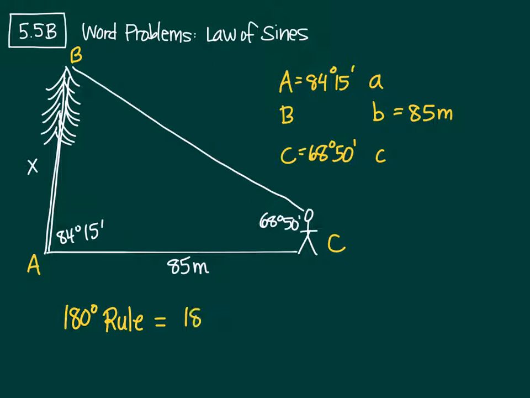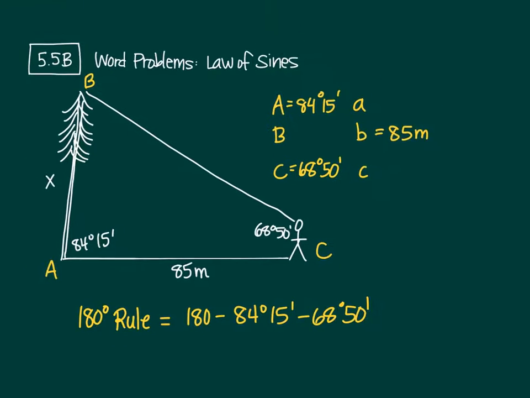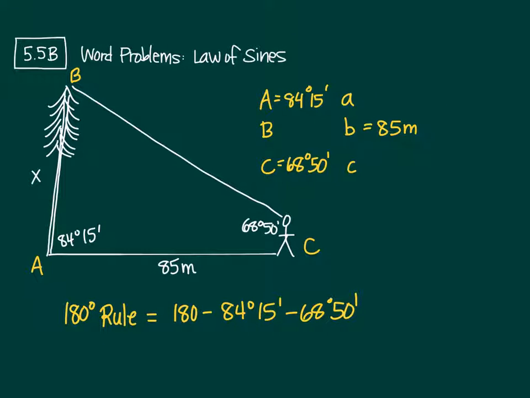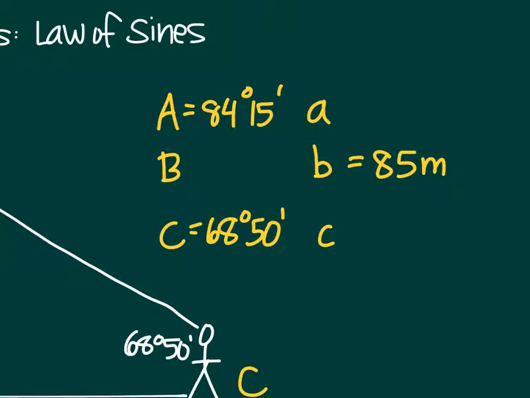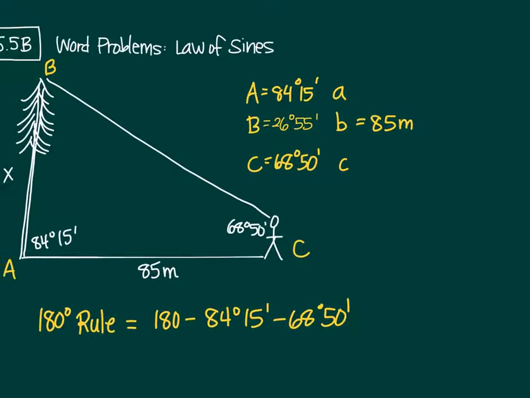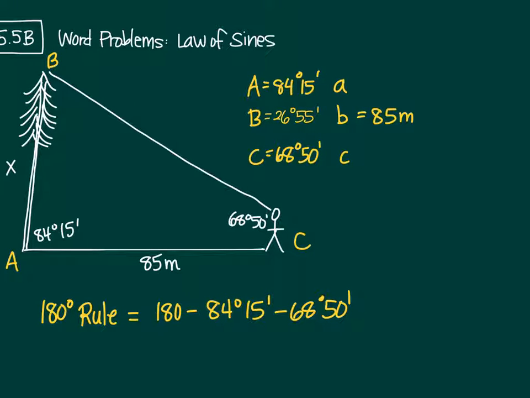which says start with 180, subtract the 84 degrees 15 minutes, also subtract the 68 degrees 50 minutes, and in DMS, find the final value of that missing angle. If you're in DMS, you should stay preserved in DMS. 26 degrees and 55 minutes. All right, 26 degrees, 55 minutes. Now we have a legitimate case to use the law of sines because we have a pair of B's.